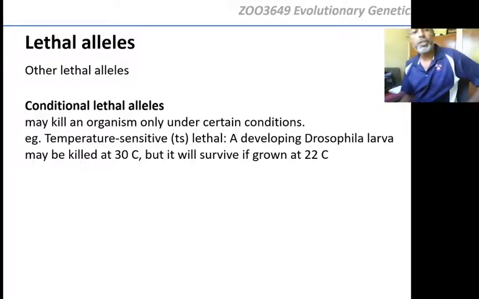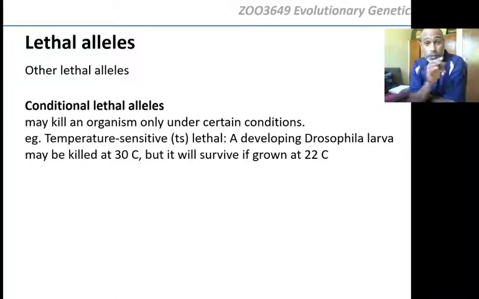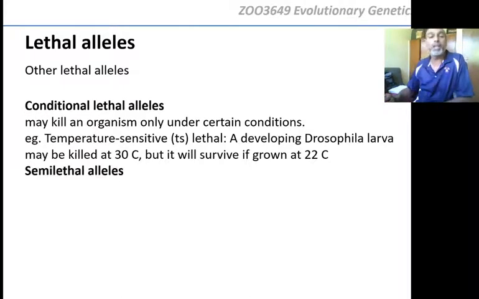All right? But funny enough, if they grow the maggots, the little flies, up at 22 degrees, all of them survive. So that means that the lethal gene they give them, the temperature sensitive lethal, is not always lethal, right? It's lethal under certain conditions. In this case, when the temperature gets too high.